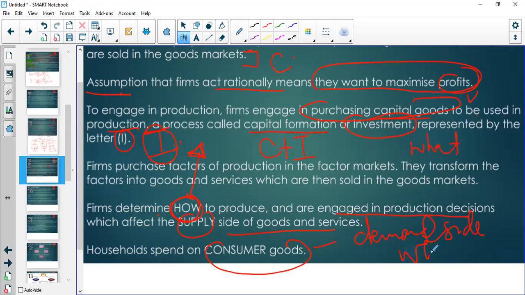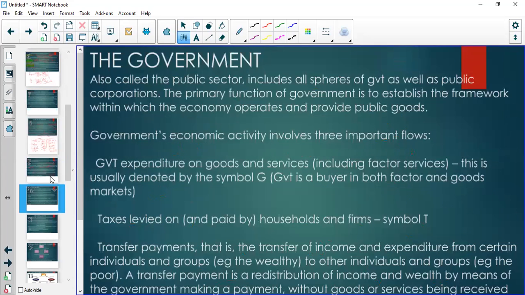And they determine what to produce. These are focused on the supply side and they focus on how to produce those goods and services. Then now we also have the government, which is one of the players, which is obviously the public sector.